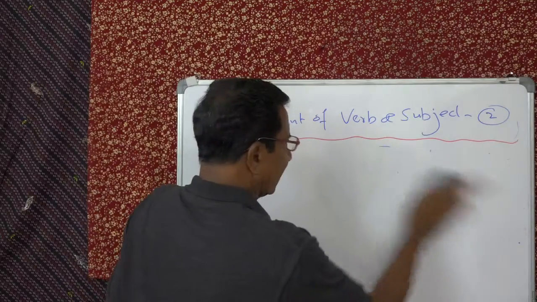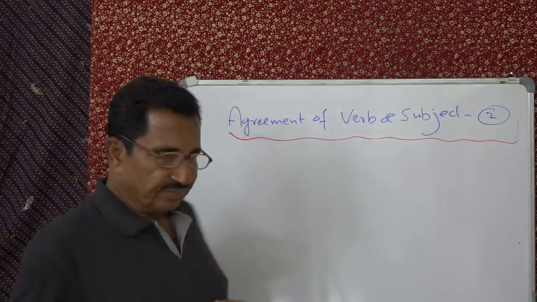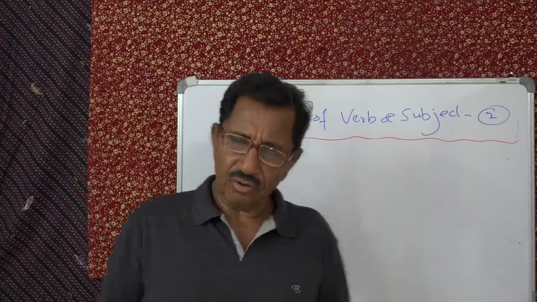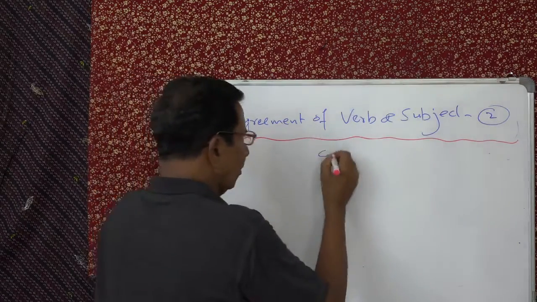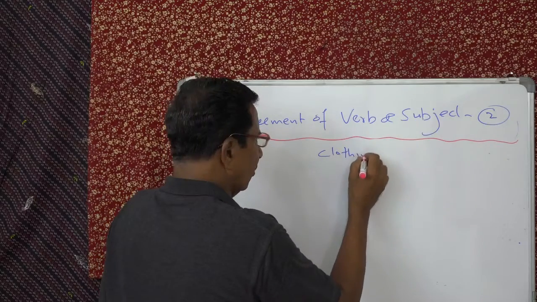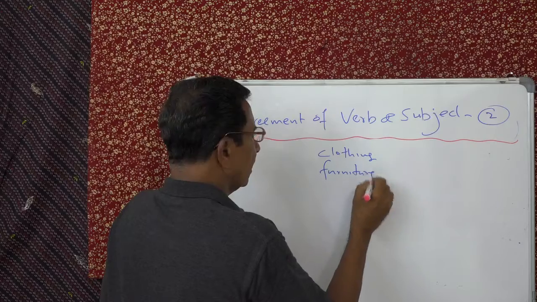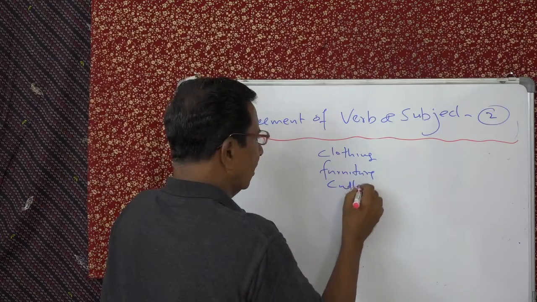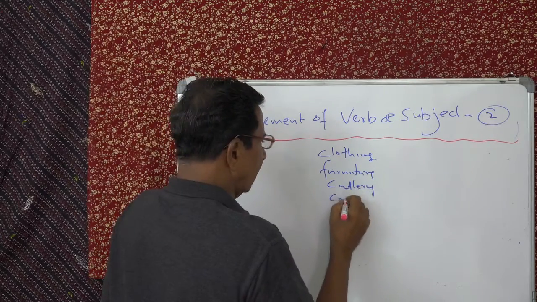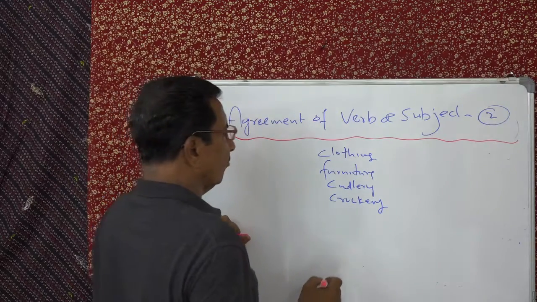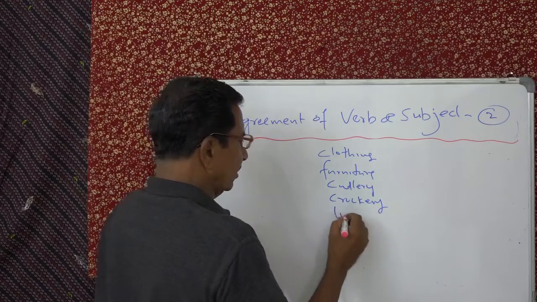Alright. And we are coming to the end of this discussion. Now next, you know about class nouns. Clothing, furniture, cutlery, crockery, isn't it? Cutlery, crockery, clothing, furniture, luggage.